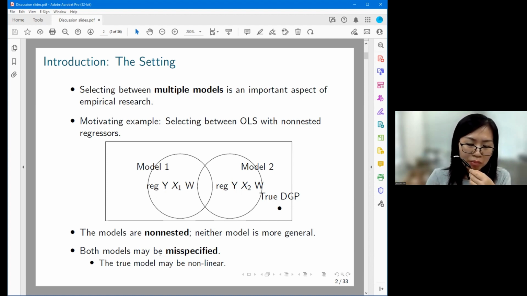In this case, both models could be misspecified in the sense that the true model may be nonlinear, or if you're assuming normal error, as this paper does, maybe the true error is not normal. And the two models you are trying to select among are not nested to each other. So the nested testing procedures do not work here.